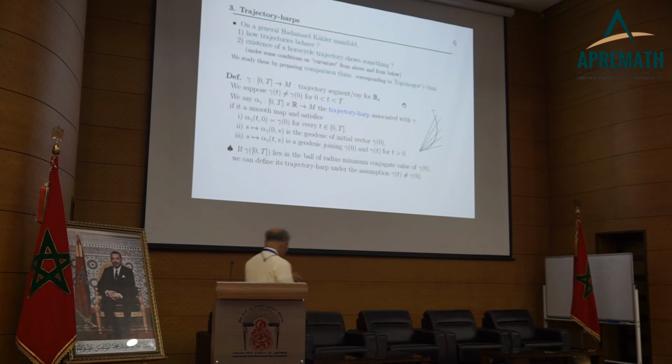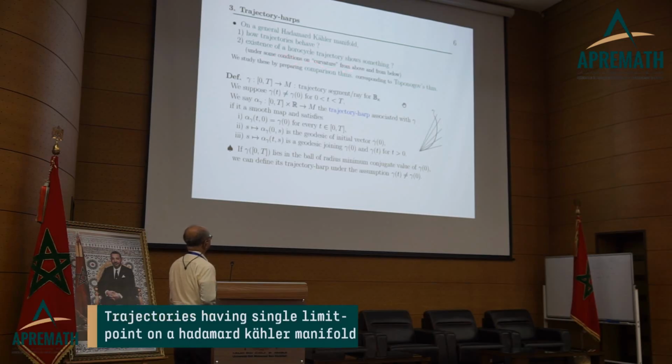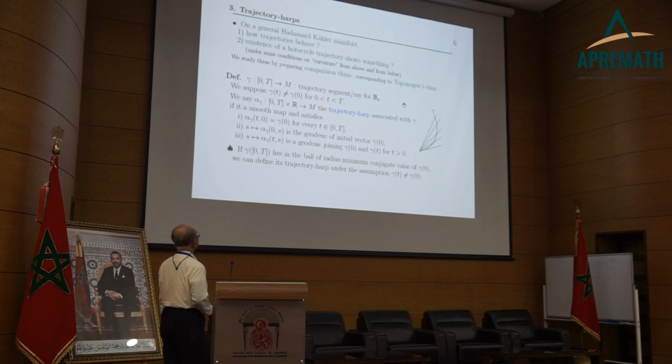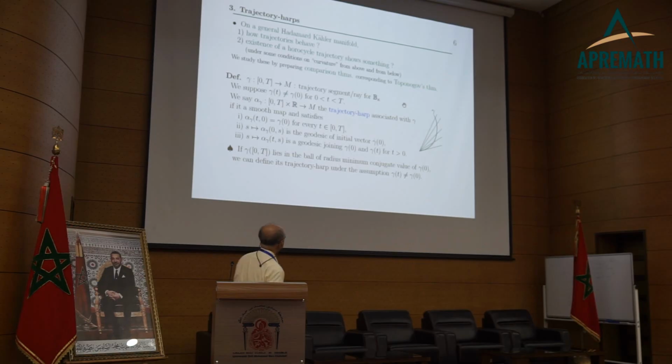We here pose a question. On a general Hadamard Kähler manifold, how do trajectories behave? The existence of horocycle trajectories shows something. If we give some condition on curvature, sectional curvature is mostly hard conditions from above or from below. We study these problems by preparing comparison theorems corresponding to Toponogov's theorem.